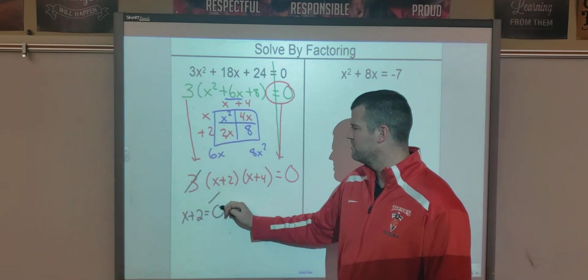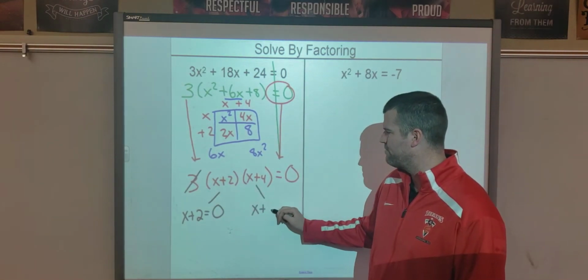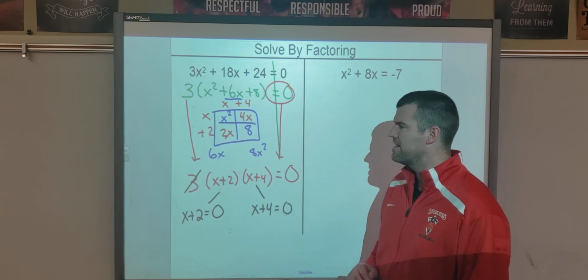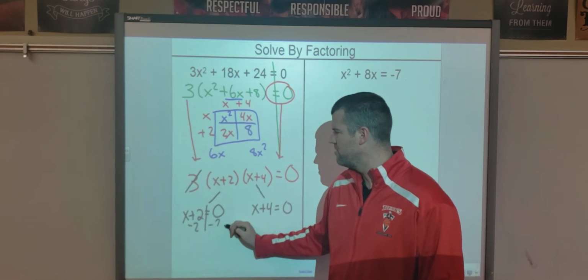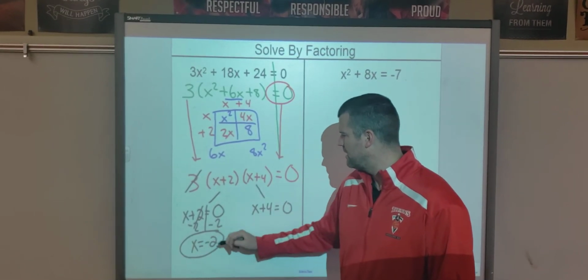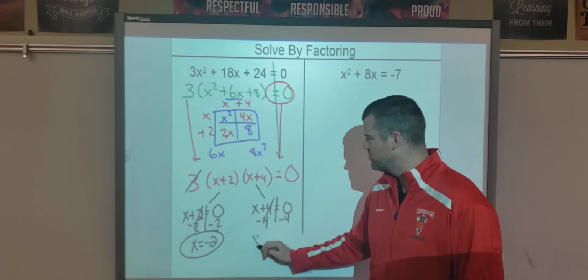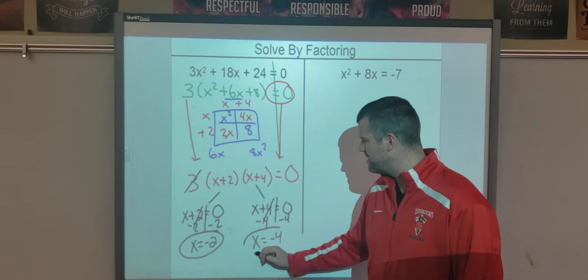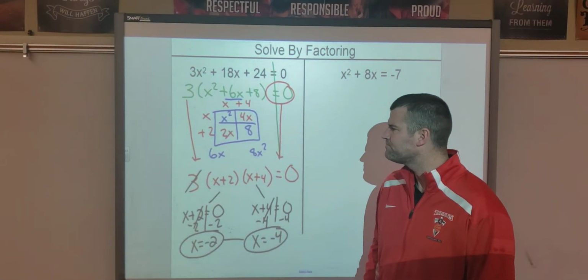So I'm going to set that equal to 0. This other factor also has an x plus 4. So I'll set that one equal to 0, and then we'll just solve. To get x alone, we subtract 2. And then to get x alone, we'll subtract 4. And our 2 solutions are x equals negative 2 and x equals negative 4.